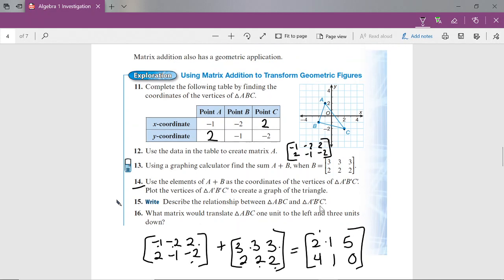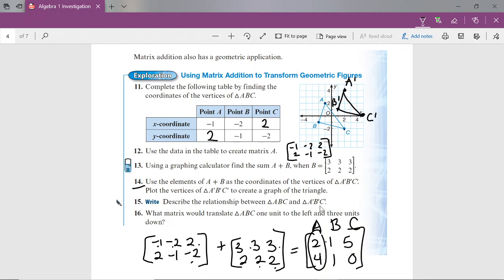So let's do that. And remember, this is point A, point B, and point C. So we're using 2, 4 as my first one, right here. 1, 1 as my second. So here's my A prime, B prime, and then C prime is at 5, 0, C prime.